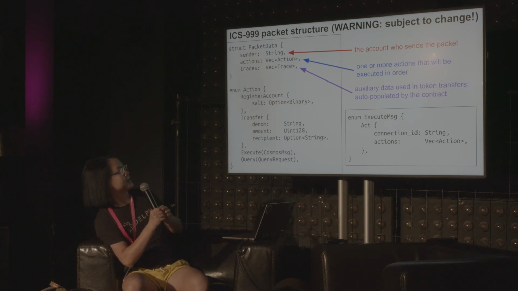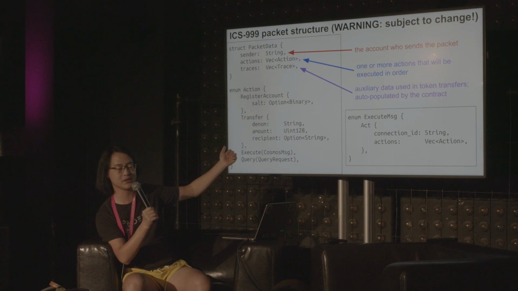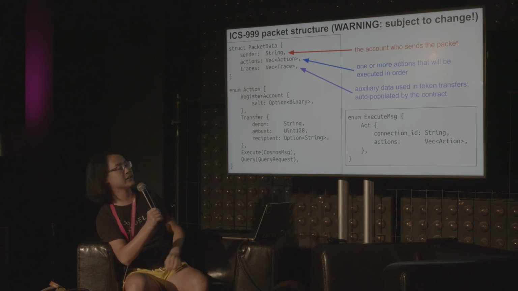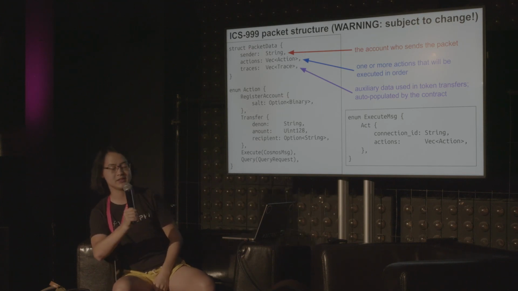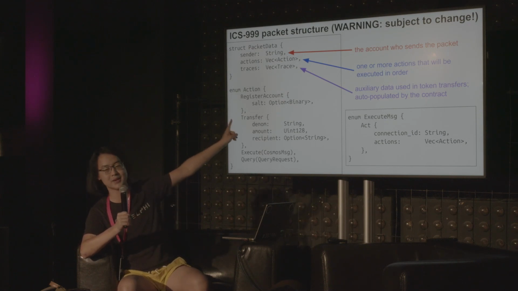On the top left, you see the packet data structure. It just contains 3 things. The sender address, obviously. The actions, that is the core thing of the entire protocol. We will talk about that in a second. And the third thing is traces. This is just auxiliary data used for token transfer. It is populated for you automatically by the contract, so you don't need to worry about it.